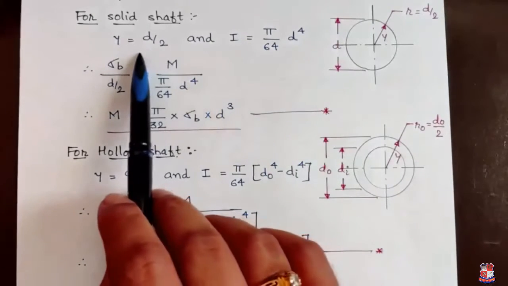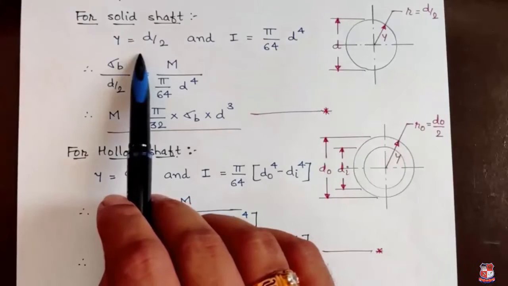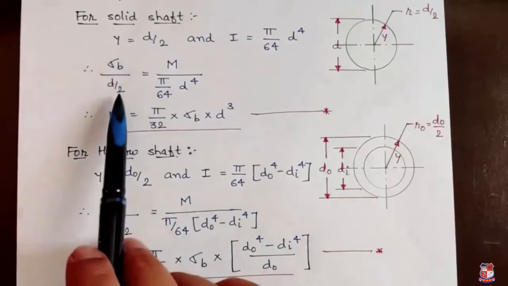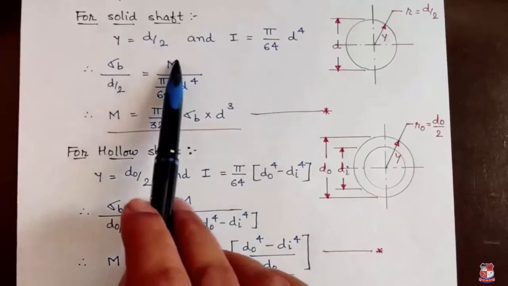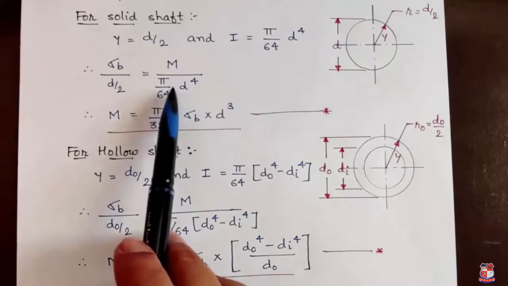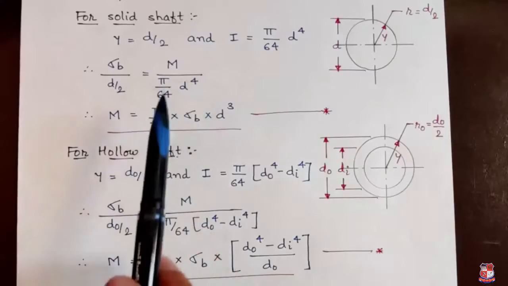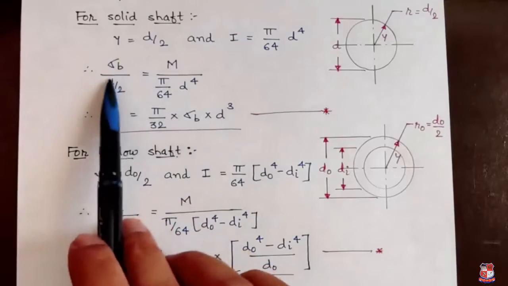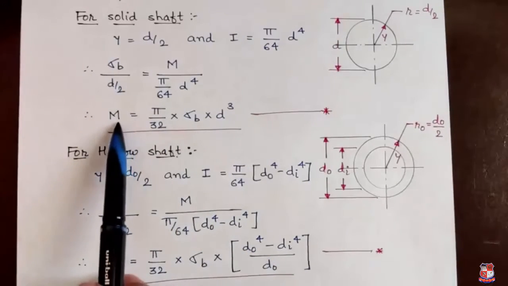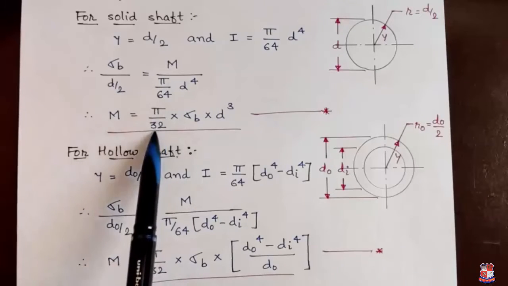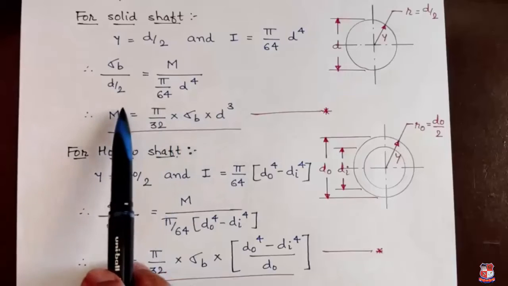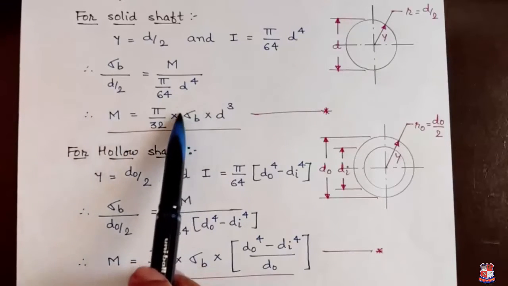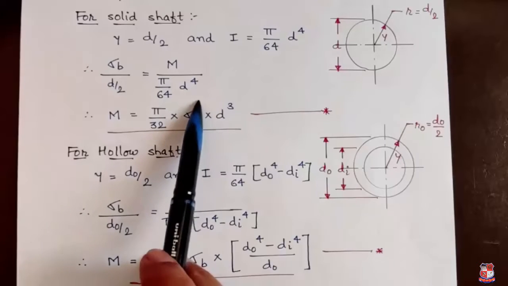Now we have to put this value in the first equation, that is sigma b by y, where y is d by 2, is equal to M by I. Here I is pi by 64 into d raised to 4. By solving this equation, we will get capital M is equal to pi by 32 into sigma b into d cube. In most of the conditions, bending moment and sigma b you will get from the data, so we can find out diameter d.